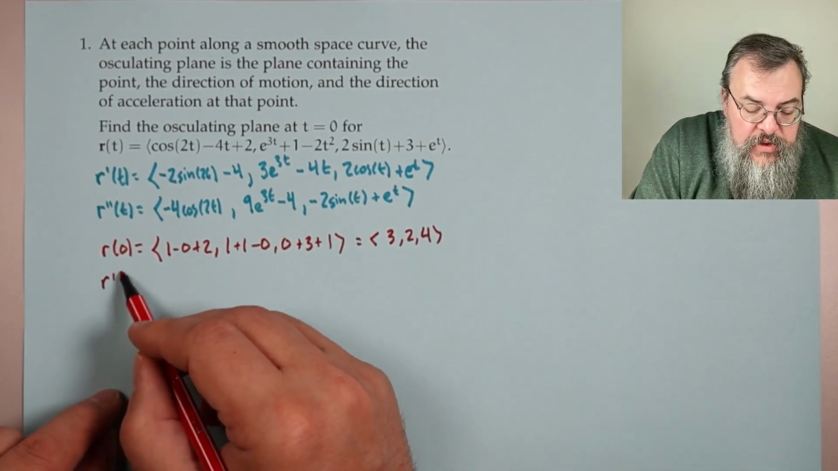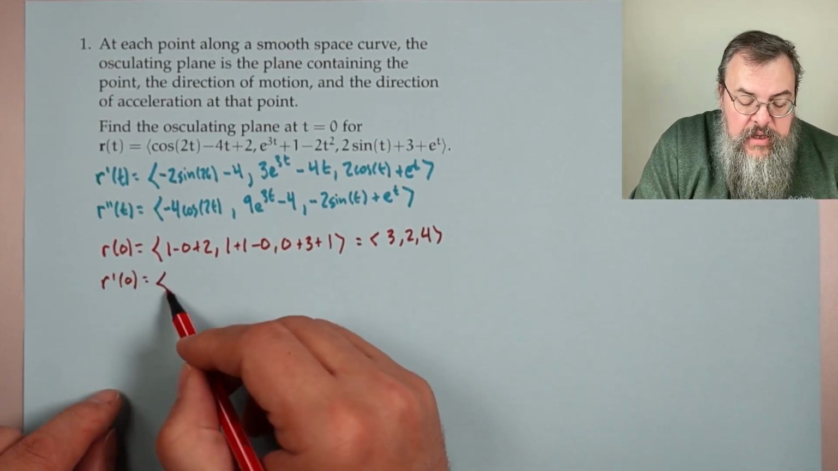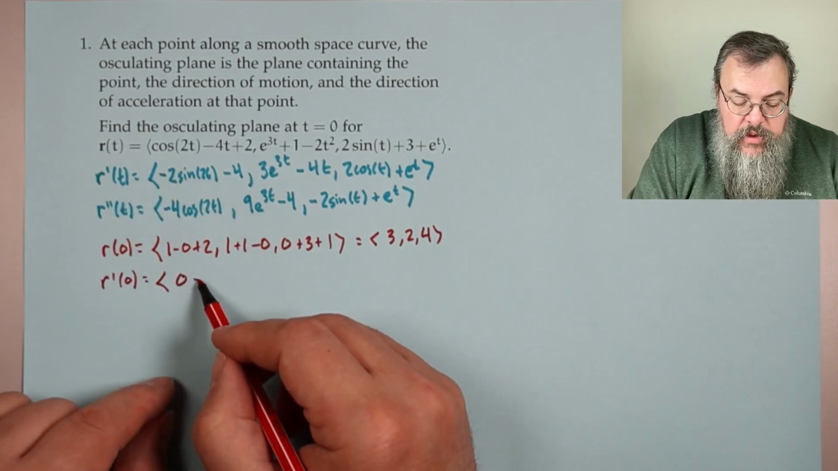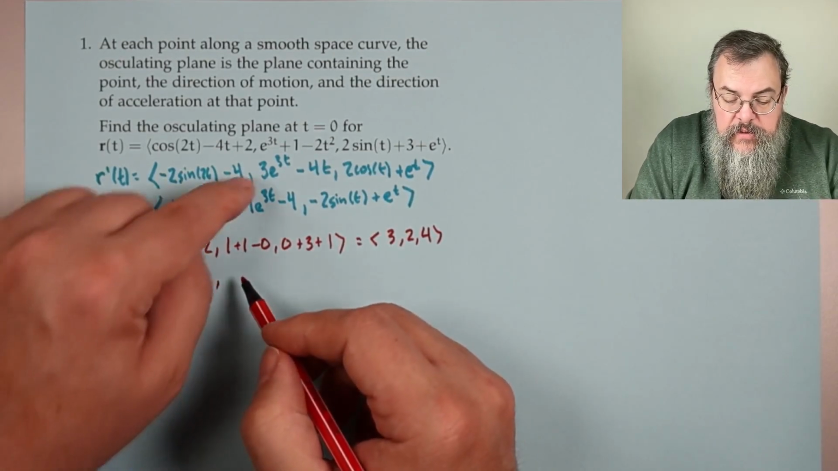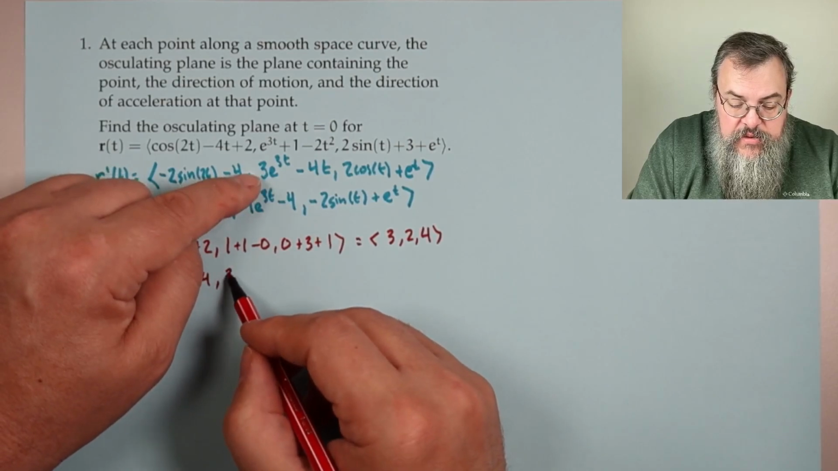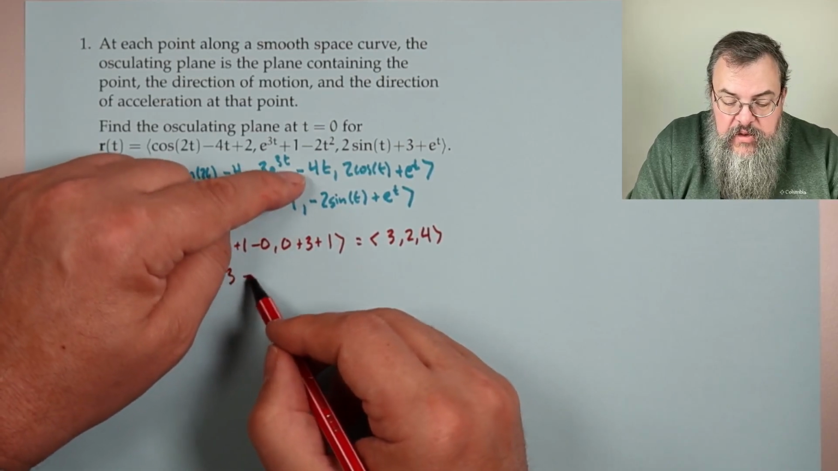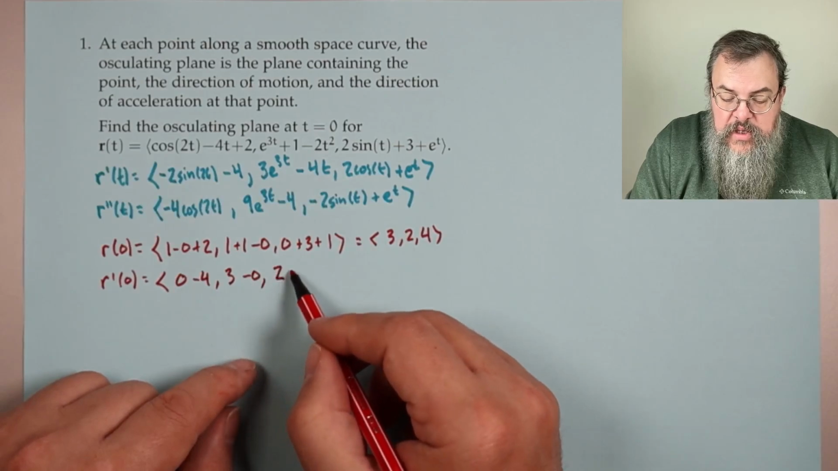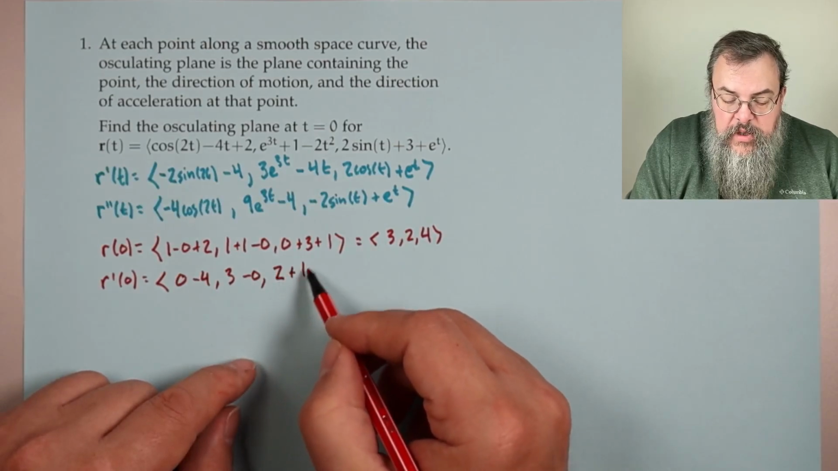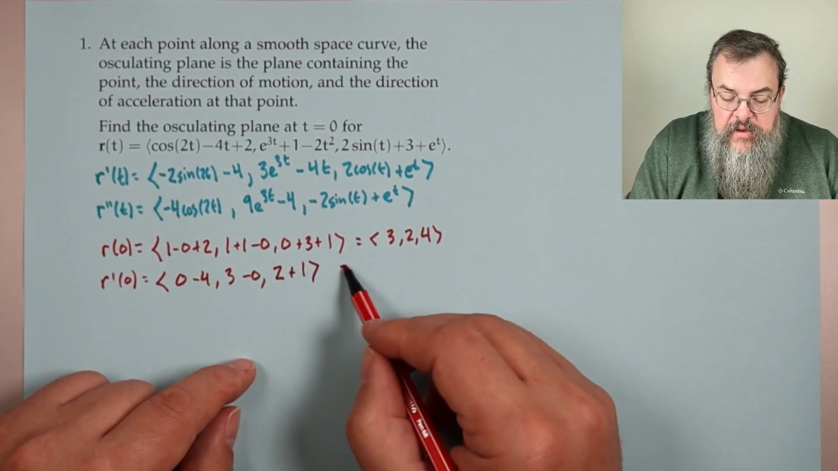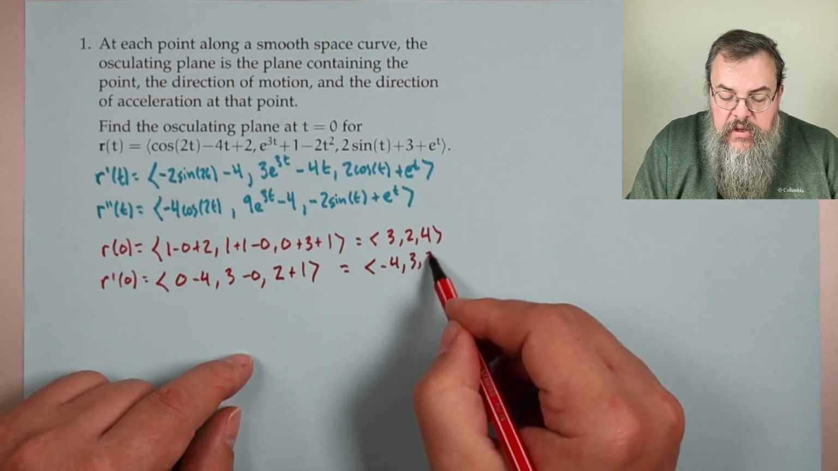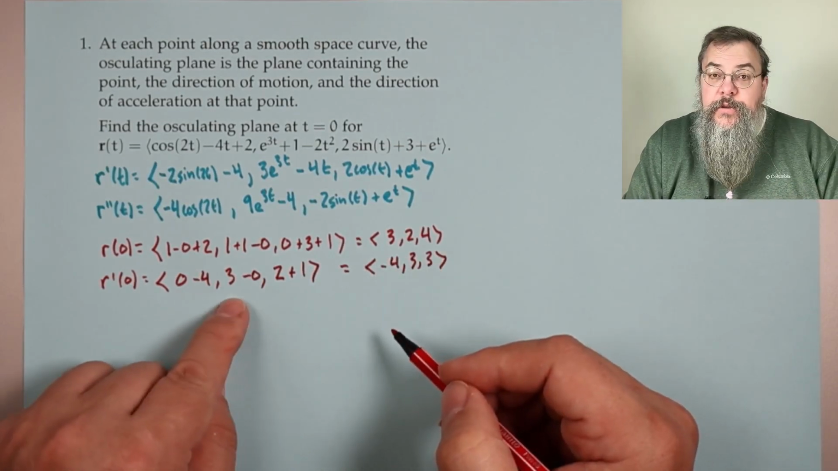r prime of 0. Okay, plug it in. Sine of 0, 0. Minus 4. Then we have 3 e to the 0, which is 3, minus 0. All right. Cosine of 0 is 1, so then we have 2. And e to the 0 is 1. All right, so that gives us the vector minus 4, 3, 3. Right? Minus 4, 3, 3.